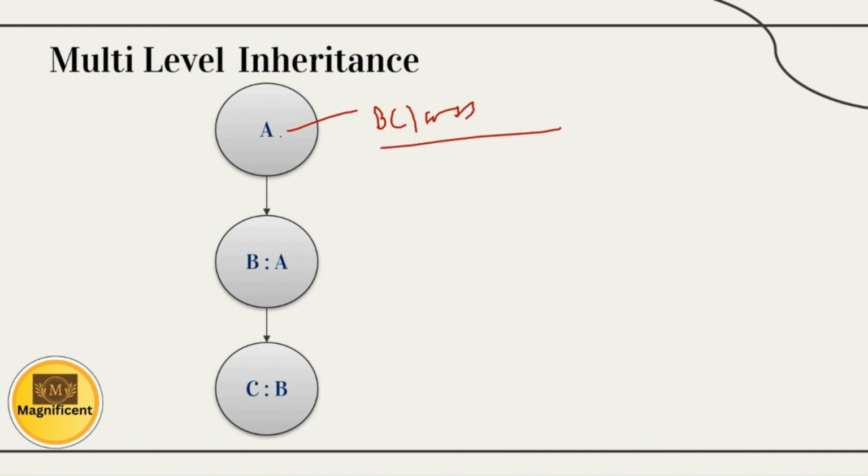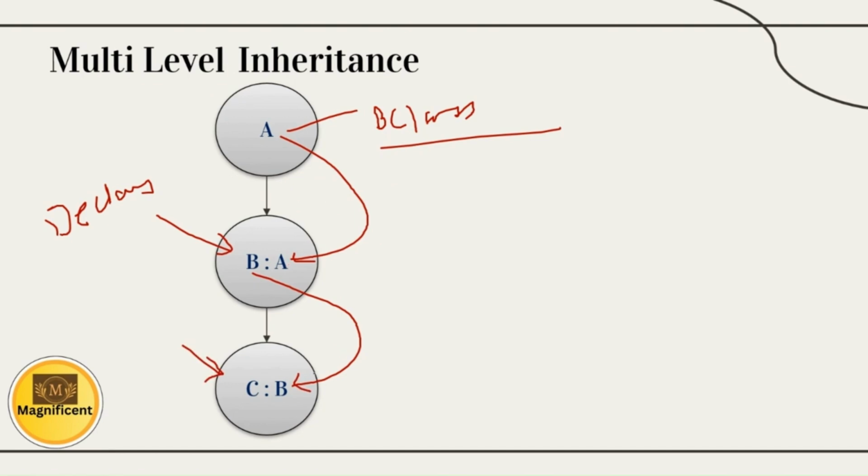From this base class, this is inherited into B. So now in this case, this is a derived class. This is a derived class, and here this B will act as a base class for class C. So this is multi-level inheritance. Class A is inherited into B, and B is inherited into C.